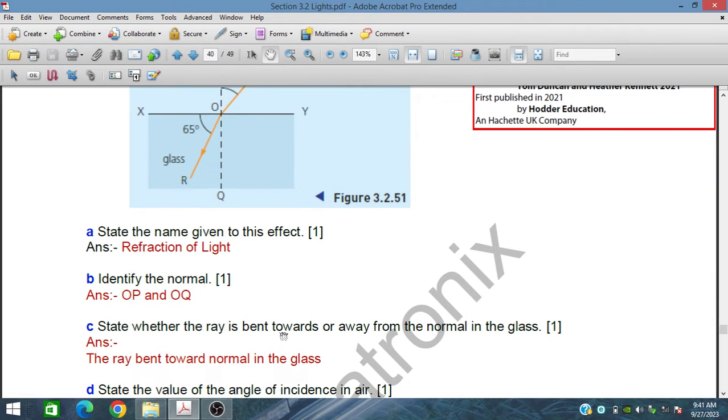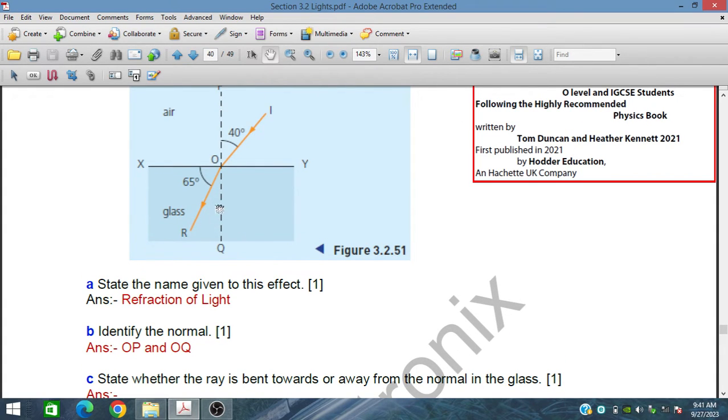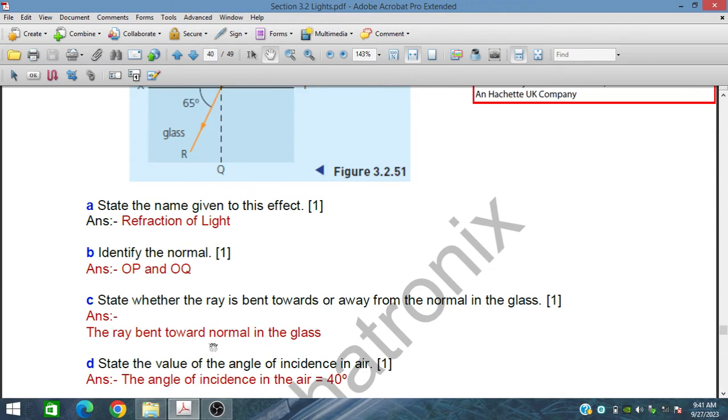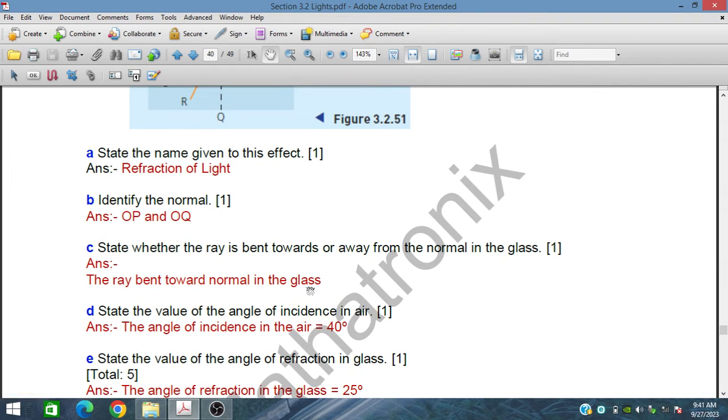State whether the ray is bent toward or away from the normal in the glass. It is bent towards, because this is a denser medium. In a denser medium, the refracted ray always bends toward the normal. So this is the C part.